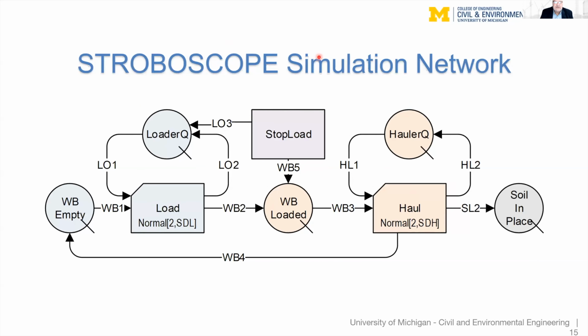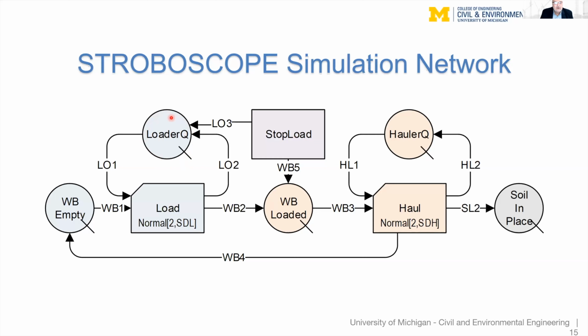Now, this is a STROBOSCOPE simulation network. As I told you, a STROBOSCOPE simulation model has a simulation network that looks like an activity cycle diagram, and it has a bunch of statements that support all the details. So what we have here are the two activities. One is load right here, and the other one is haul right there. And each one of these two activities is called a combi activity because in order to start, it has to have the necessary resources.